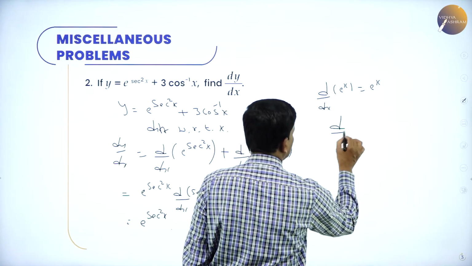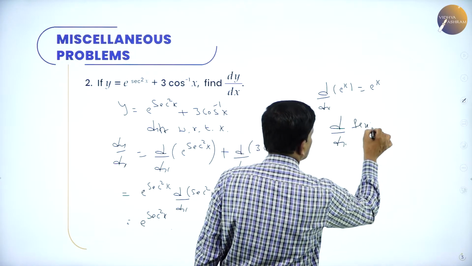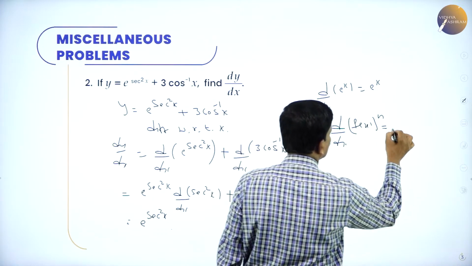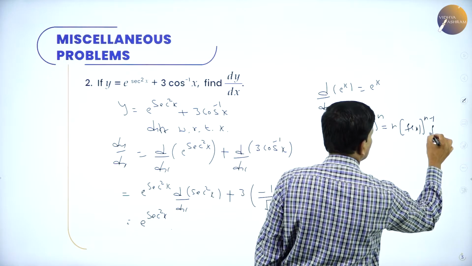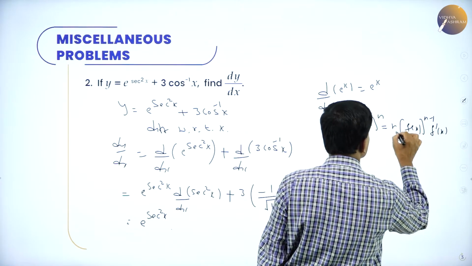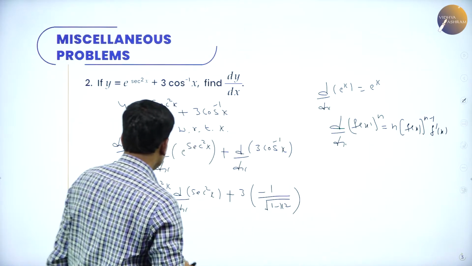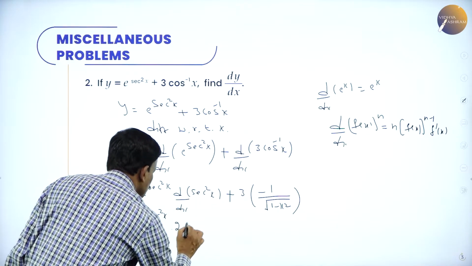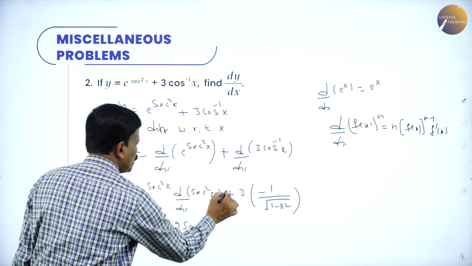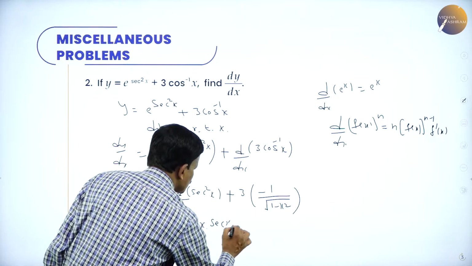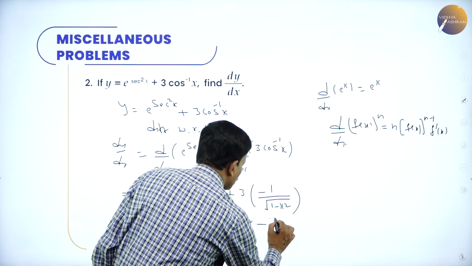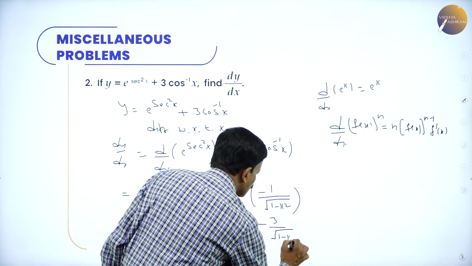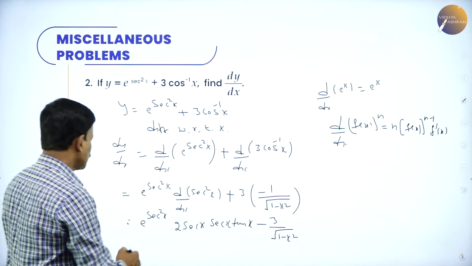Use this formula: d by dx of f of x to the power of n is equal to n into f of x to the power of n minus 1 into f dash x. The derivative of f of x is f dash x. Here n is equal to 2, so 2 secant x into d by dx of secant x, which is secant x into tan x, plus minus 3 divided by root of 1 minus x square.